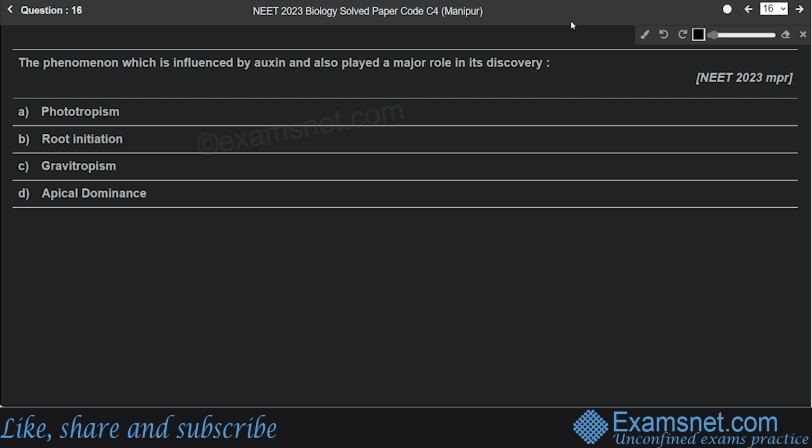Question number 16 is from the chapter Plant Growth and Development, and the question is the phenomenon which is influenced by auxin and also played a major role in its discovery. Options are phototropism, root initiation, gravitropism and apical dominance. So the correct answer is option A, that is phototropism. What is phototropism? It is a phenomenon of growth of organisms in response to light, specifically growth of plants in response to light.